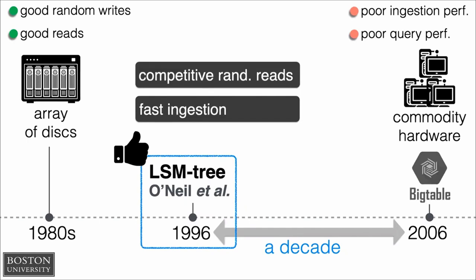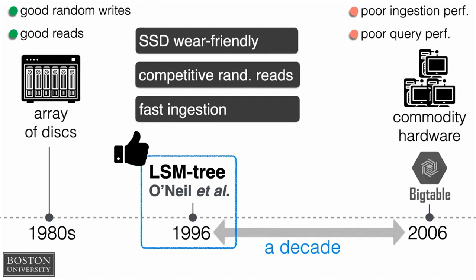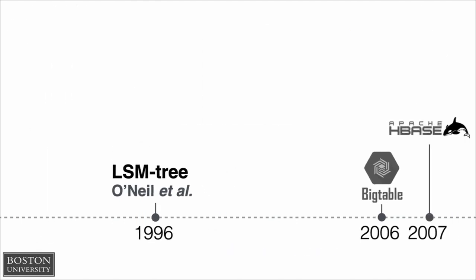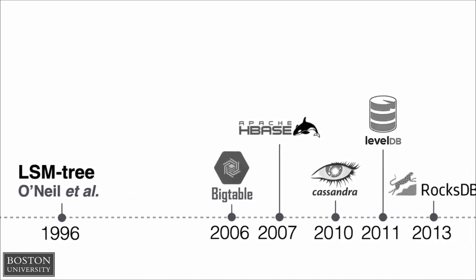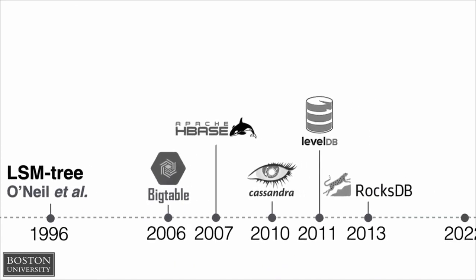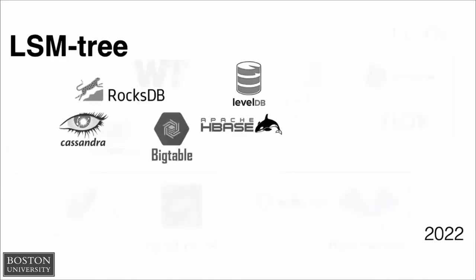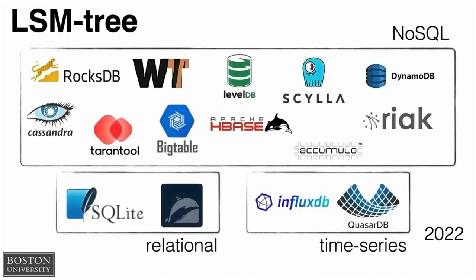It also turned out to be SSD-friendly, essentially by minimizing the impact that it has on the wearing of the device. So since 2006, a lot of systems have been developed using the LSM paradigm. We're listing a few names here: HBase, Cassandra, LevelDB, RocksDB. And today, LSM-trees are used in a variety of systems, not only as the storage engine of a key-value store, but also as a storage engine for relational systems and time series-based systems.